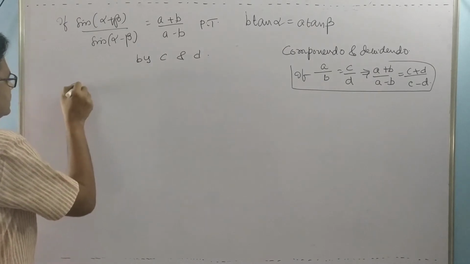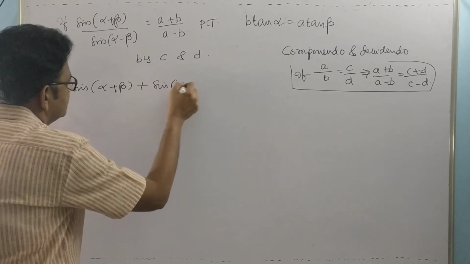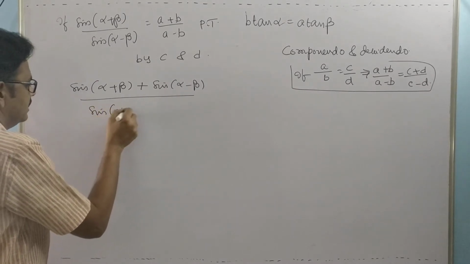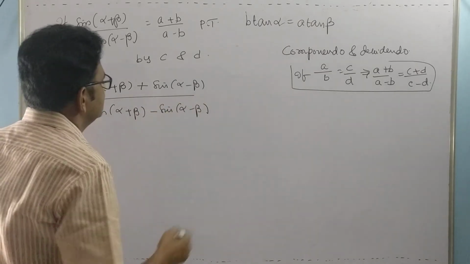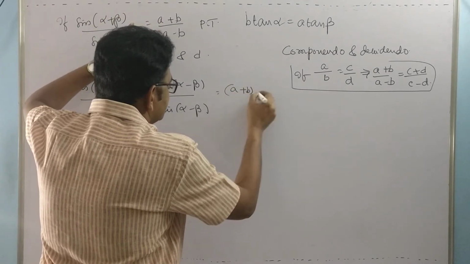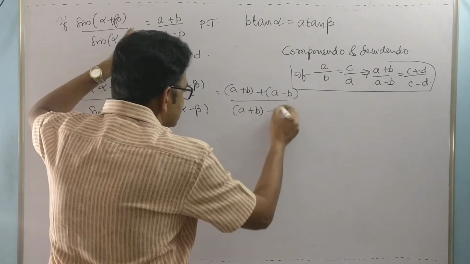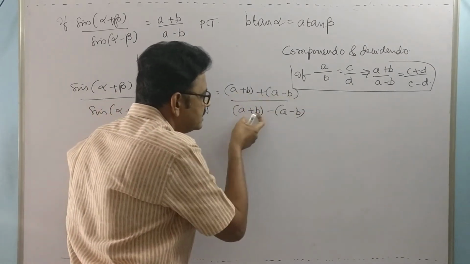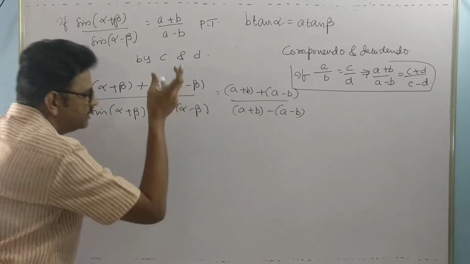That is what? So this is sine of alpha plus beta plus sine of alpha minus beta by sine of alpha plus beta minus sine of alpha minus beta is equal to, so this is C and this is D. So this is A plus B plus A minus B by A plus B minus of A minus B. So this is just like C plus D by C minus D. So this is just like A plus B by A minus B is equal to.